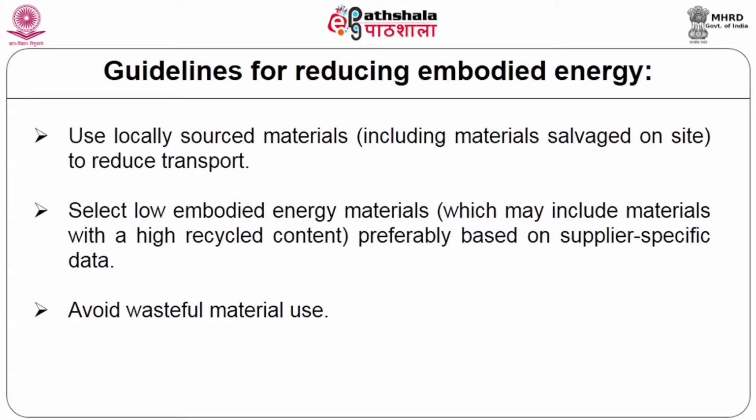Select low embodied materials, which may include materials with high recycled content. Nowadays, a lot of green building councils have started putting this in, like for cement, they use fly ash as a part of the recycled component. For steel, they ask that there should be a certain amount of recycled content in the reinforcement steel that you need to prove. Similarly, there are a lot of other materials coming into the market. Like aluminum, they prefer recycled aluminum. So, it is better to select those materials.